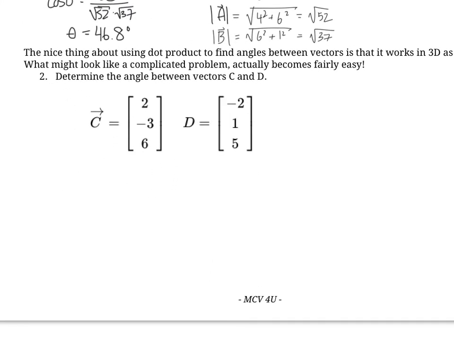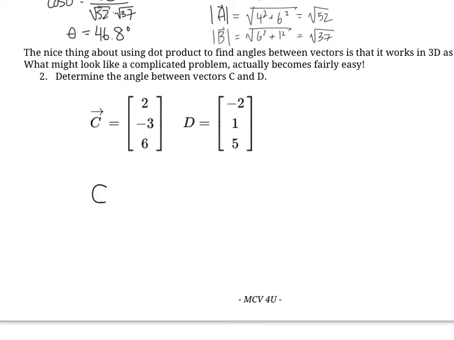What about for 3D vectors? Try to picture those two vectors floating out in space and trying to find the angle between them. That sounds like a very difficult thing to do. But the nice thing is that using that relationship for our dot product, it actually is the exact same thing as doing it for 2D vectors. So I'm just going to write out that relationship there. Oh, it's not A this time. Sorry, it's C and D.